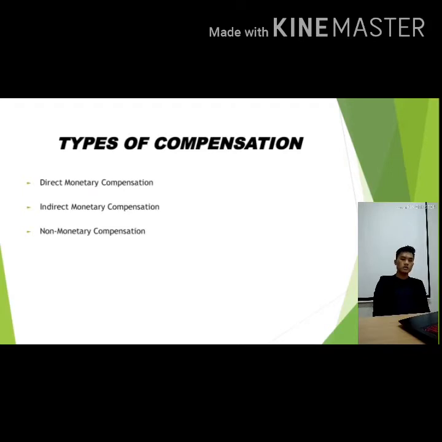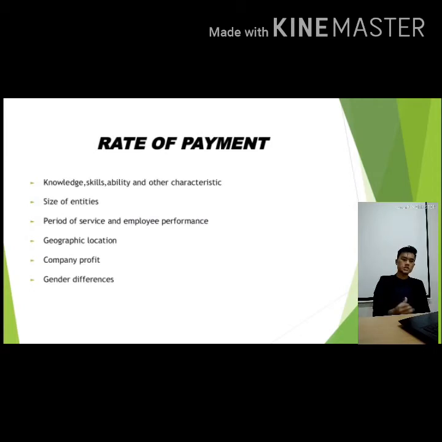Next, I will tell you about the rate of payment. For your information, there are six rates of payment in compensation. I will explain in detail. The first one is knowledge, skills, ability, and other characteristics. Those who have the knowledge, skills, and abilities in their field will earn more money, because these characteristics are very helpful in increasing the productivity of the company.